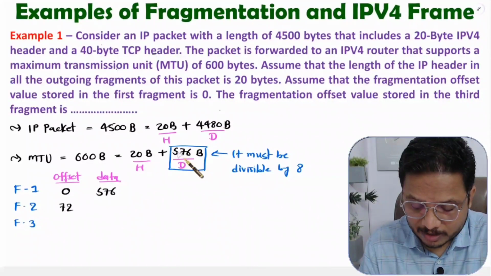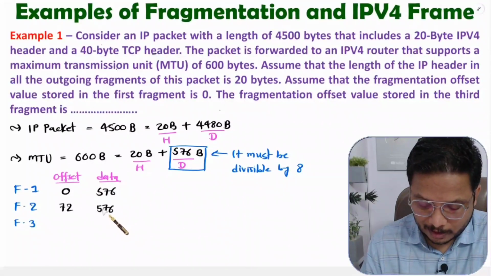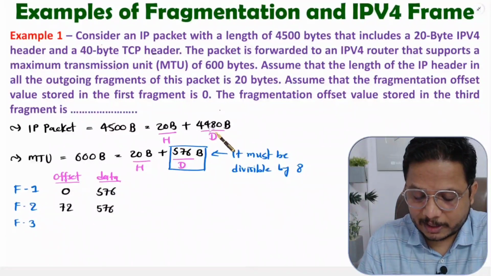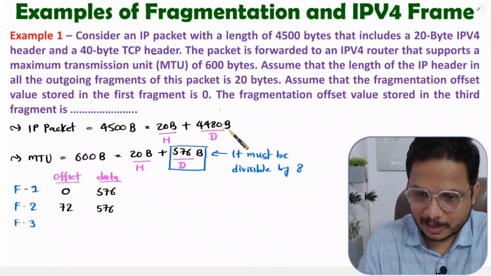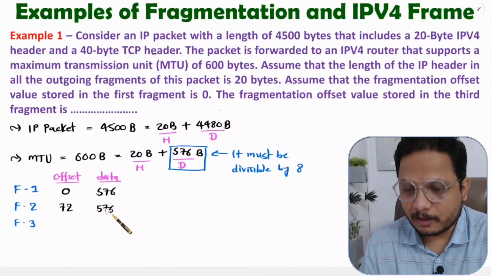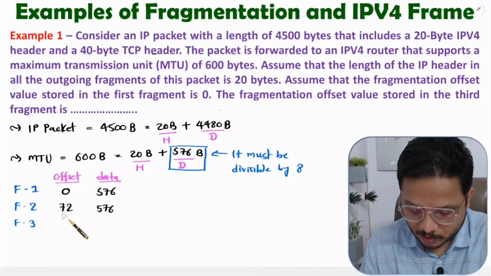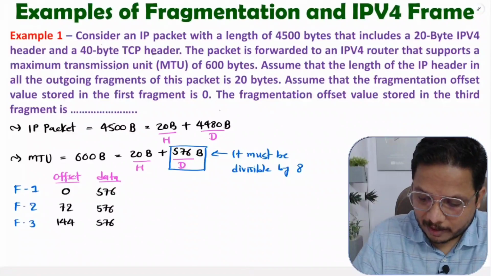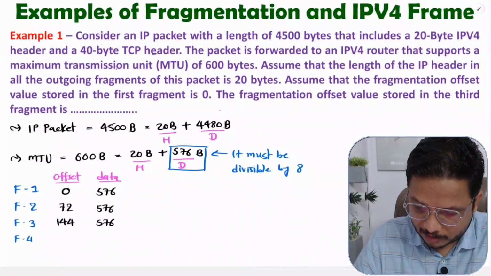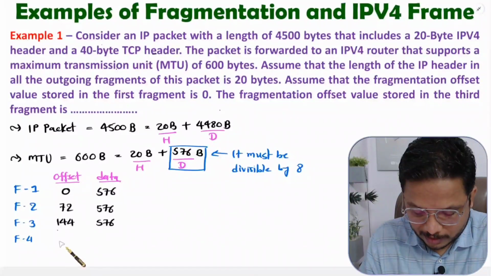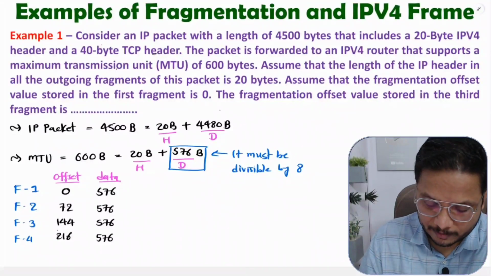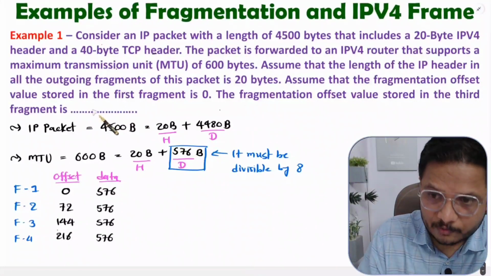And again, you will be sending 576 bytes of data. 576 plus 576, that is how the data is added, and we need to transmit up to 4480. So the third fragment will have how much offset? This 72 offset gets added again, so it will be 144. And again, you will be sending 576. This is how the fragments will be. If you talk about the fourth fragment, 144 plus 72 will be 216. That will be the offset, and you will be sending 576 data. That is how we can calculate the offset value. So for the third fragment, the offset will be 144.